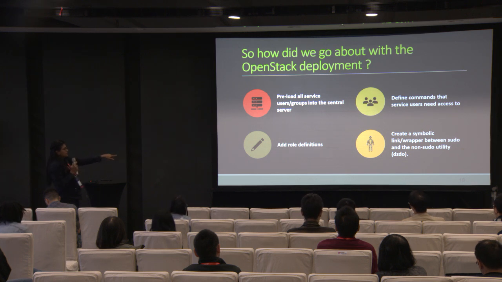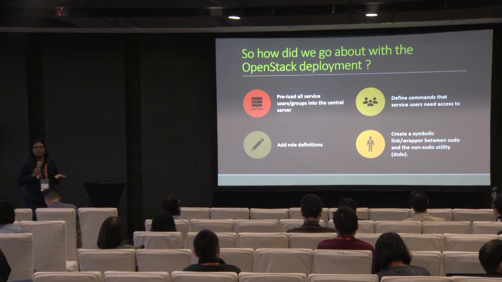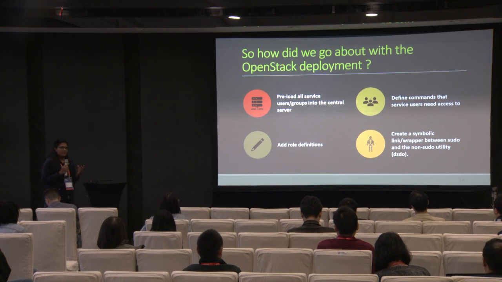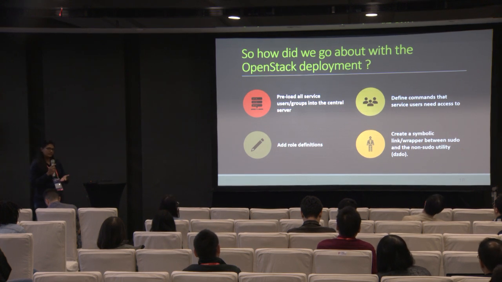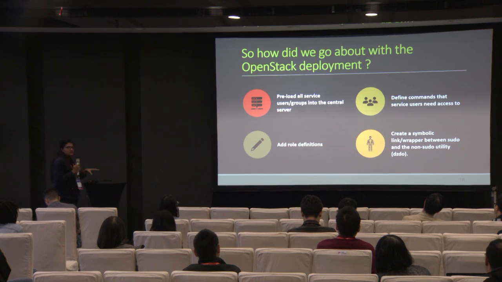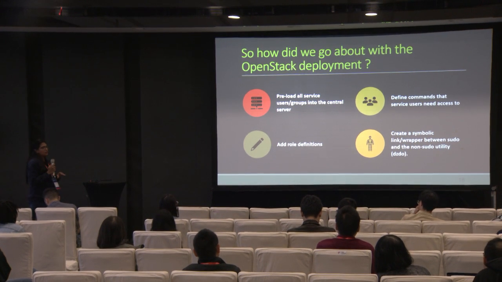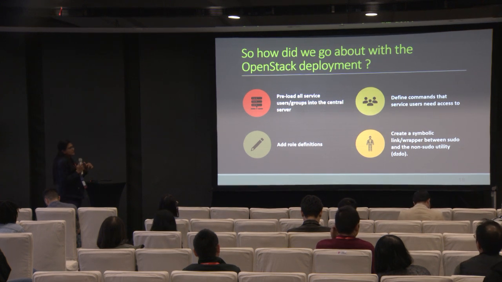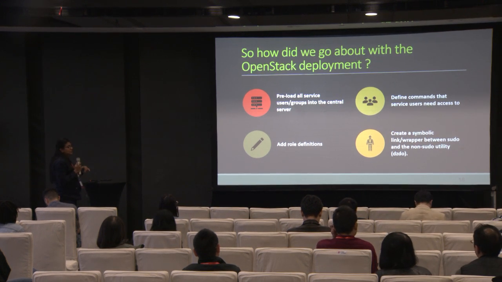Second is add role definition and define commands that service users need to access, which basically means that if you take, for example, Nova or Cinder, right now if you go and see, you will see that the sudoers file has a definition for rootwrap. It also has a definition for, say, privsep helper. When we did this effort, I don't think Nova was using privsep. We did it a couple of releases back. We took a version which is a couple of releases or more back.